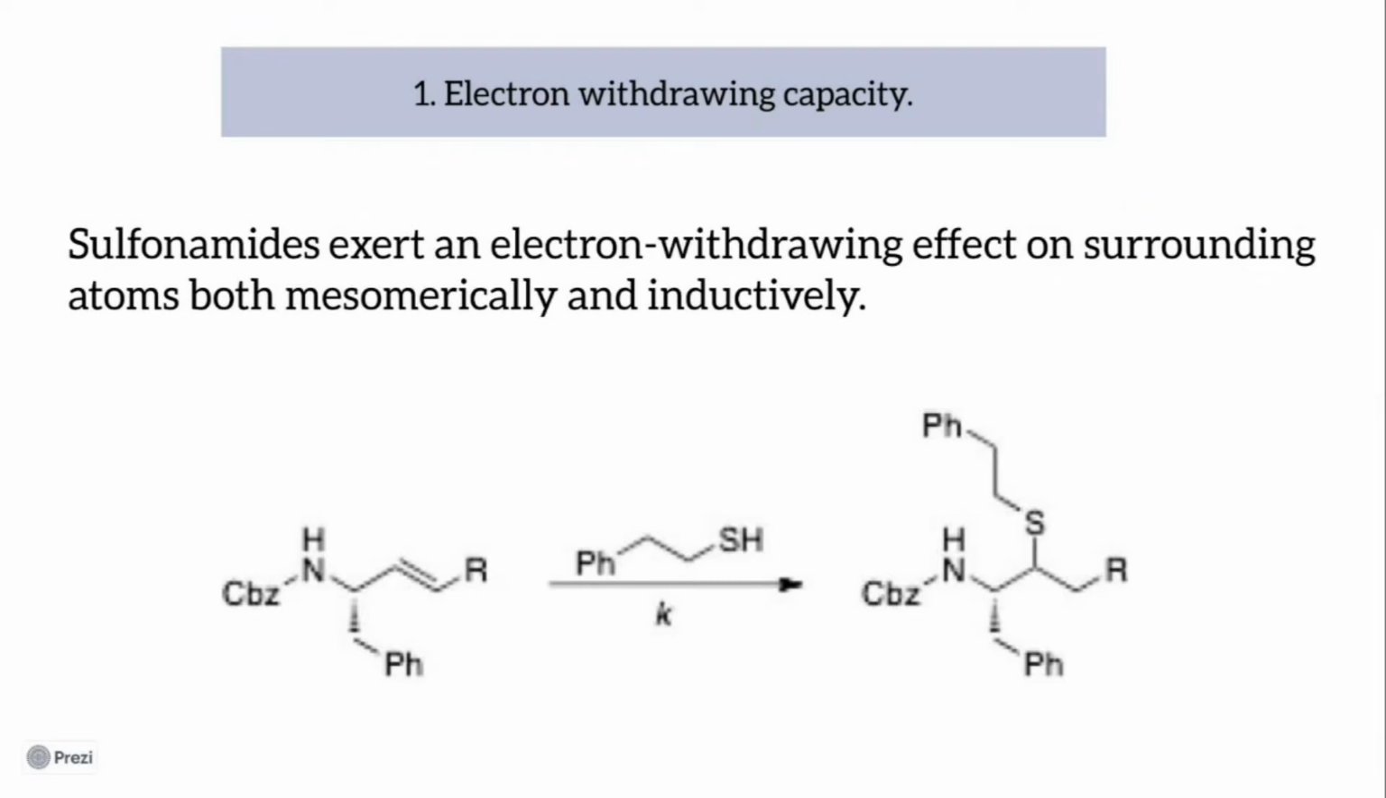At the beginning, I will talk about electron withdrawing capacity. Sulfonamides as well as carbonyl compounds, sulfones and sulfonate esters all exert an electron withdrawing effect on surrounding atoms, both mesomerically and inductively. However, the effect of sulfonamide is the least electron withdrawing. Scheme number 1 explains the electron withdrawing effect of the carbonyl group.